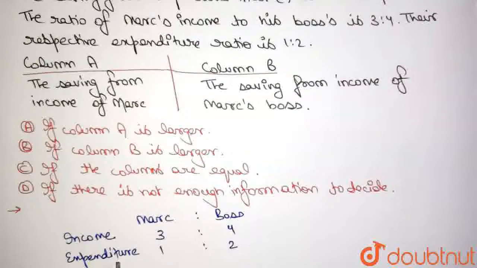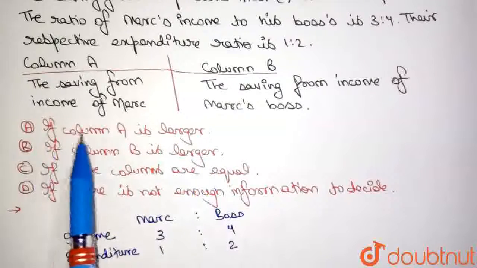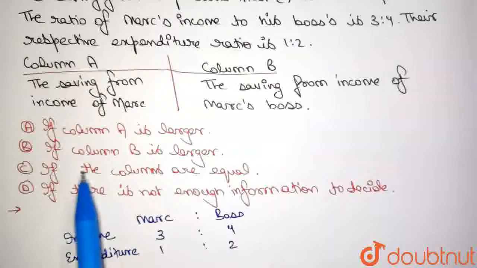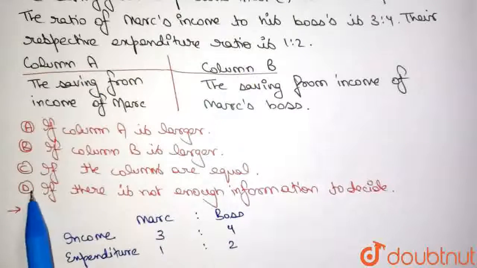Now the question states which is larger. So check the options. It says if column A is larger, if column B is larger, if columns are equal. So it is talking about column A and column B. And option D is if there is not enough information to decide. Now notice guys that we definitely don't know the absolute values, but we simply have an idea of the ratios. So let us try to look into this question using ratios.